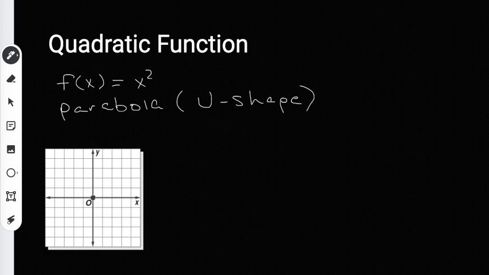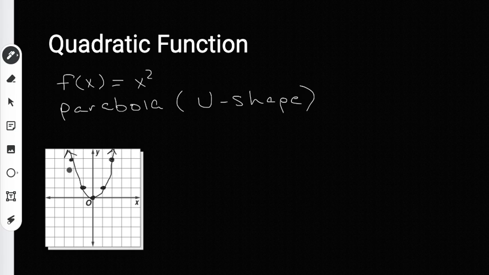There's going to be a point here at 0, 0. There's going to be a point at 1, 1, and negative 1, 1, and then 2, 4, and negative 2, 4. So that when you connect all the points, you're going to get this smooth U-shape.